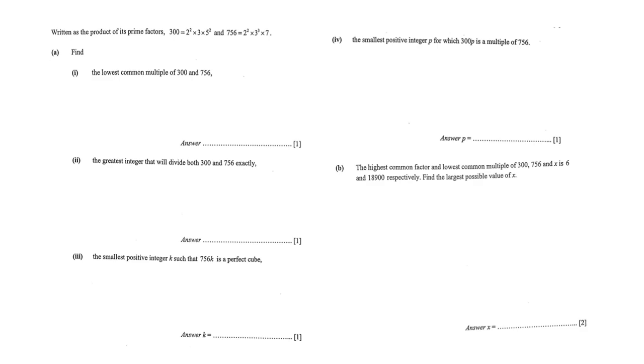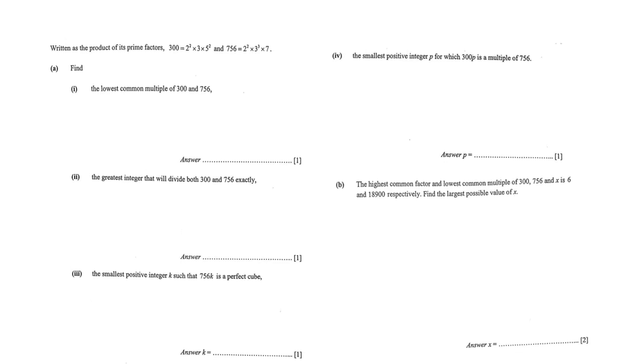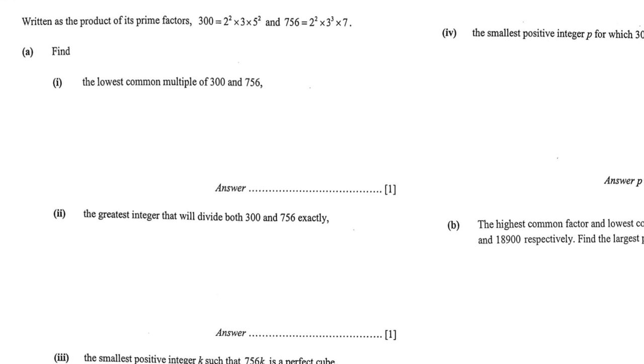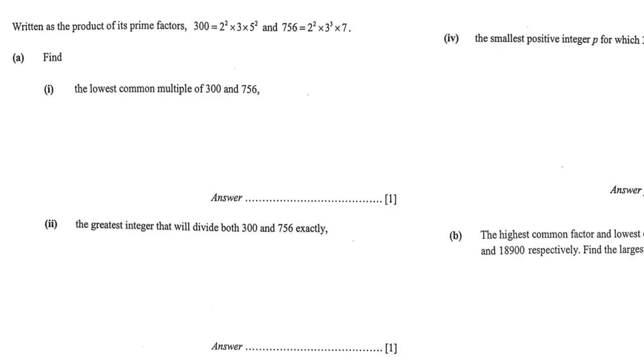Find the LCM, lowest common multiple, of these two numbers. So pretty straightforward. I would then have to choose the common prime factors that has the largest power. So in this case here, I will have to choose the 2 power 2. And 2 power 2 does not matter, they are the same.